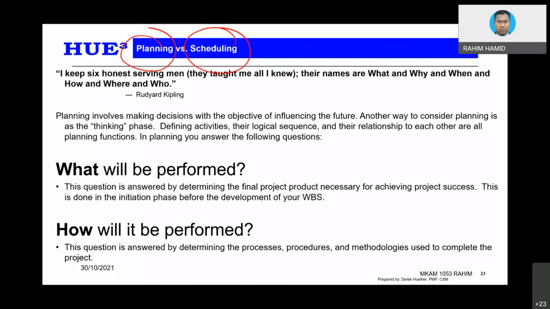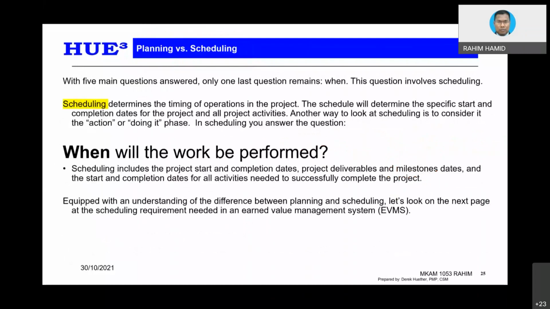So planning involves, remember I mentioned about W and H. All kinds of W: what, which, who, where, what else? And then this is how. So whatever W that you can come up with, except one W. That W we reserve for scheduling.